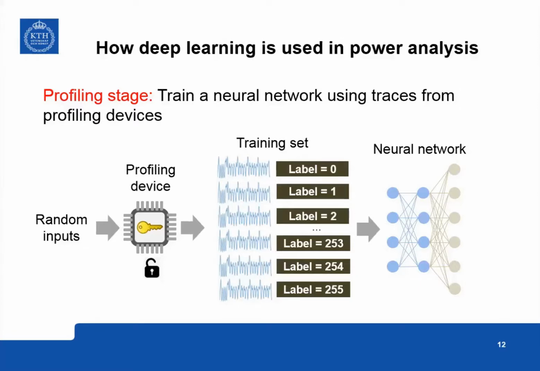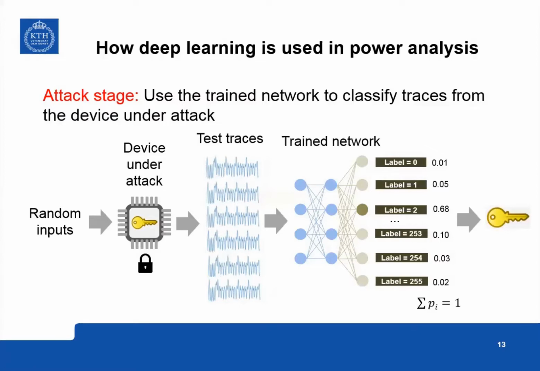There are 2 stages, profiling and attack. At the profiling stage, a neural network is trained using labeled traces captured from a profiling device with a known key, known to the attacker. These traces are captured for random inputs, which are challenges RAND in our case. The labels are selected according to the power model. We used values of S-box outputs, so in our case there are 256 labels. At the attack stage, the trained network is used to classify traces captured from the device under attack with unknown key.